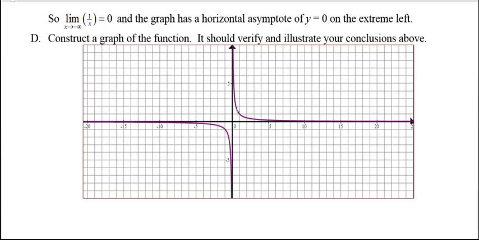And plot some points so that you can see that. Okay? So that does agree with what we had there.